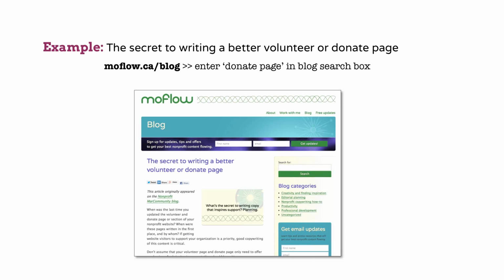So the revised version of this post is over at Moflow.ca/blog, and you've got the link in your chat. And to find this post quickly, just go into the search box and type in donate page, and you should find this article. You can access that after if you want to see the overall improved copy, but I'm going to dissect it right now for you.